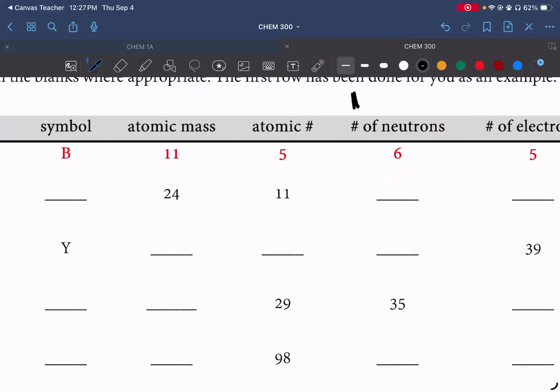How do we get number of neutrons? That's that formula. That's going to be mass minus atomic number. In this case, you can see that this was 11 minus 5 gives us 6. That's why rounding to whole numbers is so important.